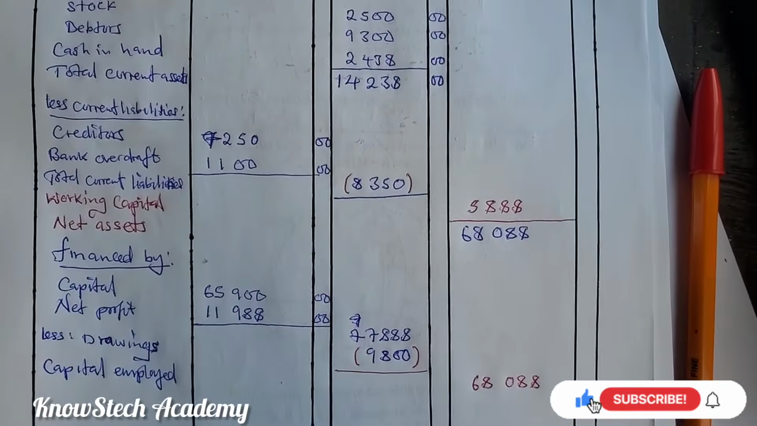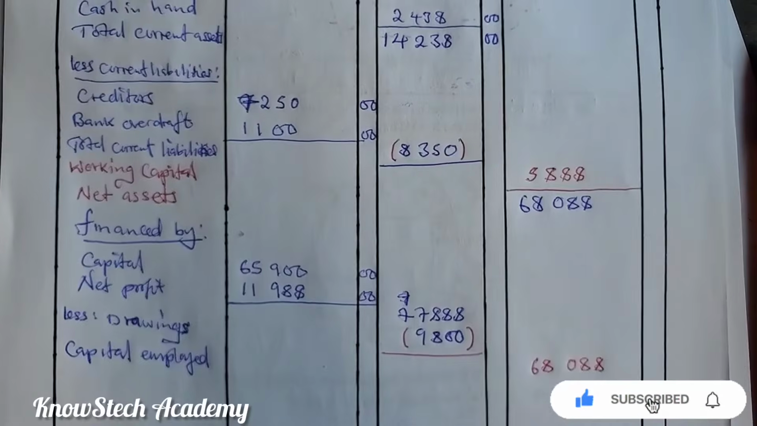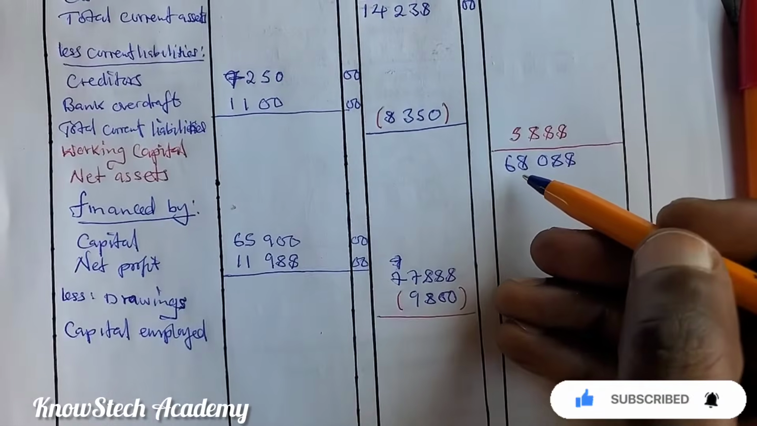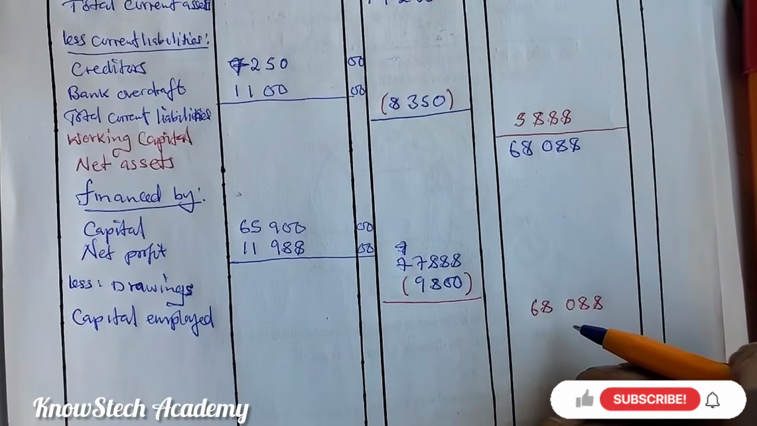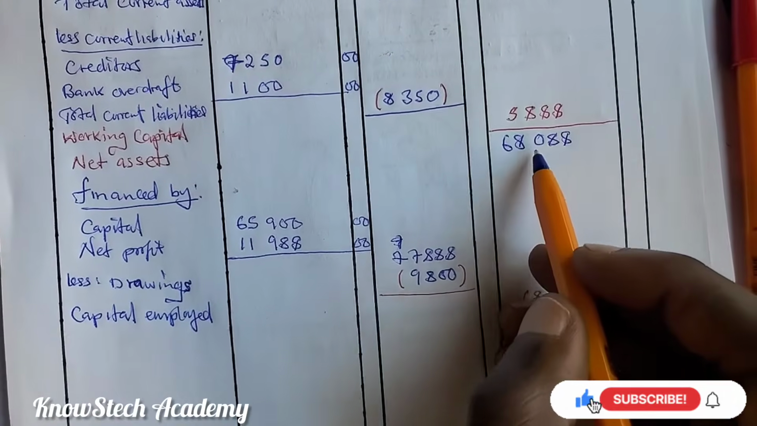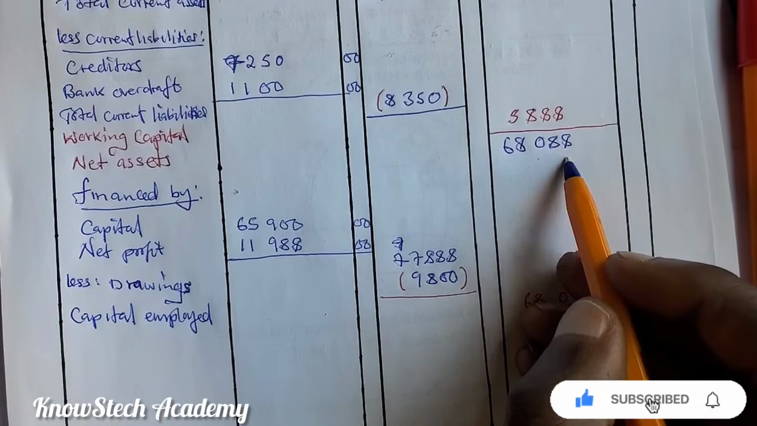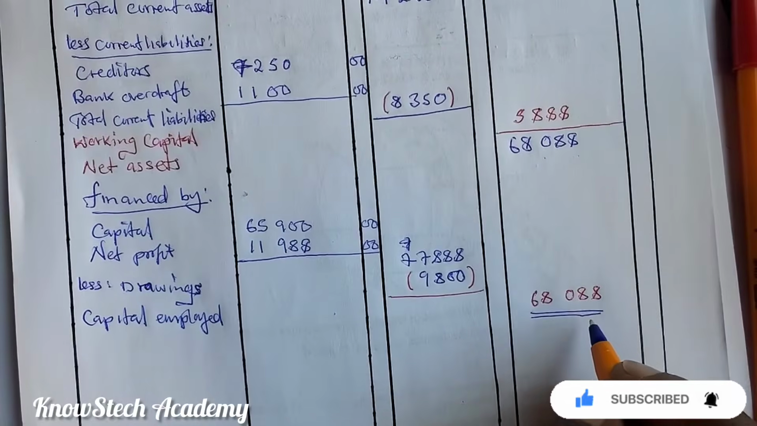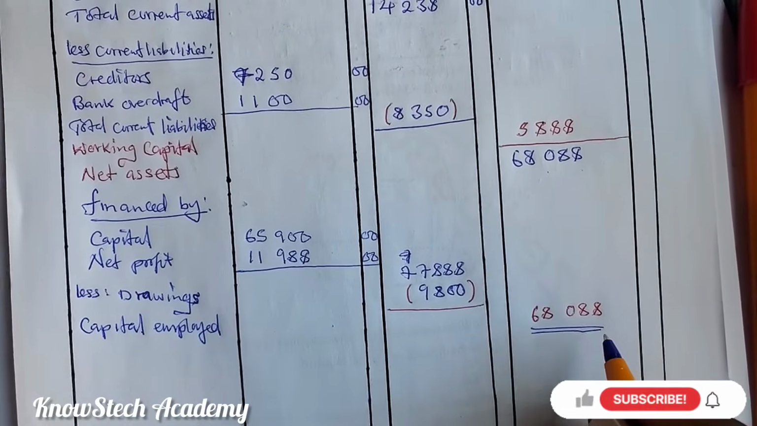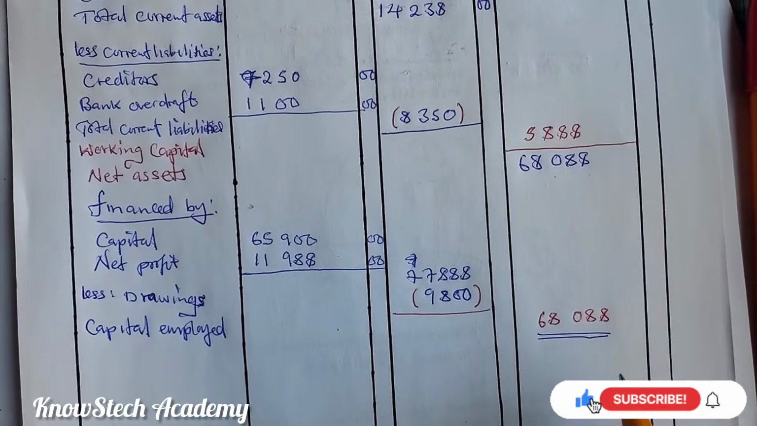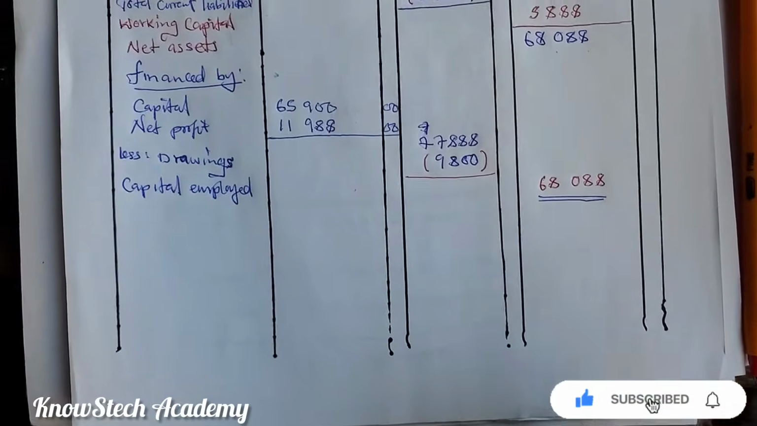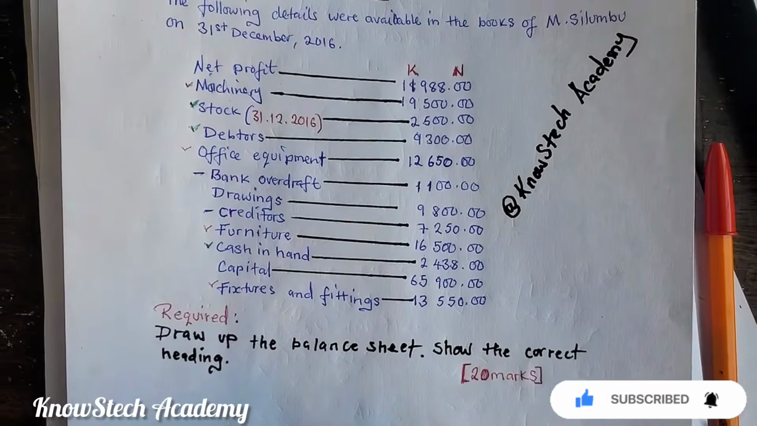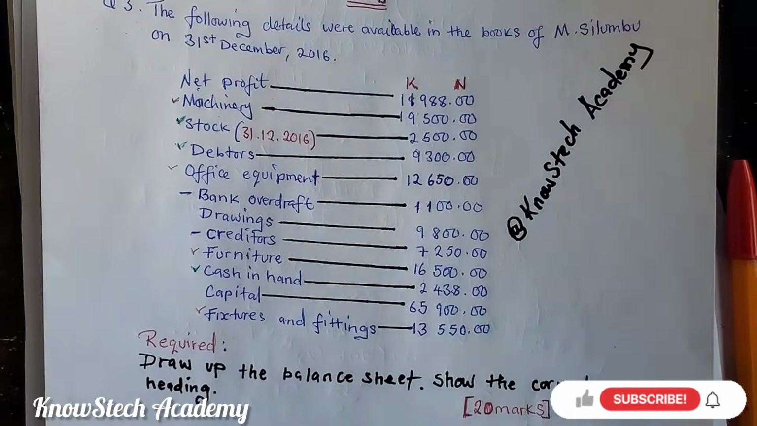Now we've come to this interesting part of this balance sheet. Check. Compare these net assets and the capital employed. Are they the same? According to this, the net assets we found 68,088 kwacha. Even here we found 68,088 kwacha, meaning our balance sheet has balanced. Then 20 marks is guaranteed according to the question, which was given 20 marks. Okay, so you've gotten everything.